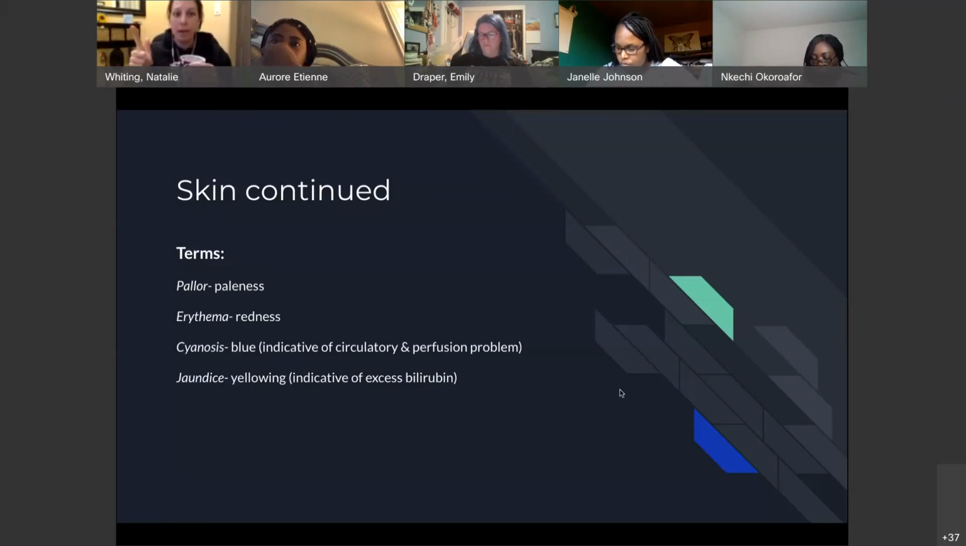Okay, so pallor, paleness, erythema, redness, cyanosis, blue. And that's indicative of a circulatory or perfusion problem. Jaundice, yellowing. And that's indicative of excess bilirubin. And often it's a liver problem, right?